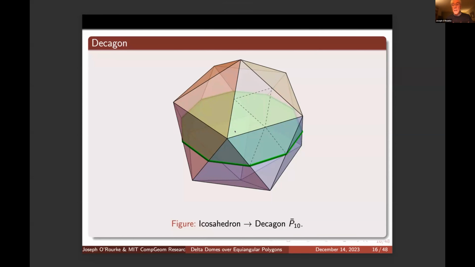Regular decagon can be domed. This is just an icosahedron. Slice it in the middle, and you get a pattern very similar. You get a regular decagon, but again, the triangles, you have 1 triangle here, 3 triangles here, etc.